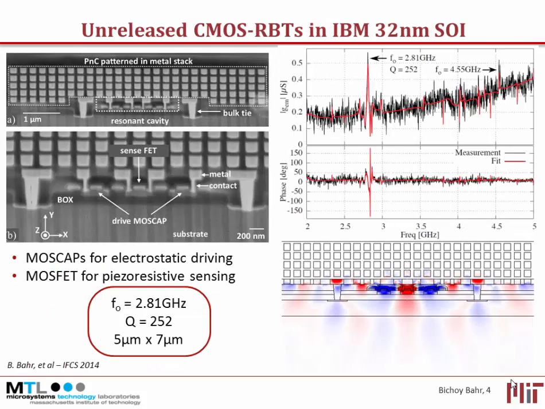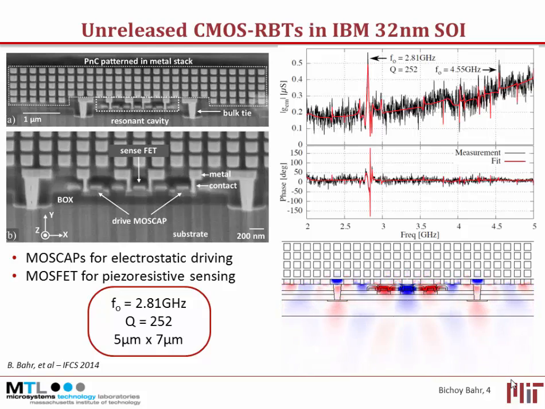So let's quickly go back 2 years ago at IFCS. I introduced this unreleased RBT structure, and it basically relied on a phononic crystal, as you can see here in this cross section, patterned from the copper metal layers and the low K dielectric of the CMOS process. And this phononic crystal back at the time achieved 85% fractional band gap. It was the first demonstration of a phononic crystal inside CMOS technology.